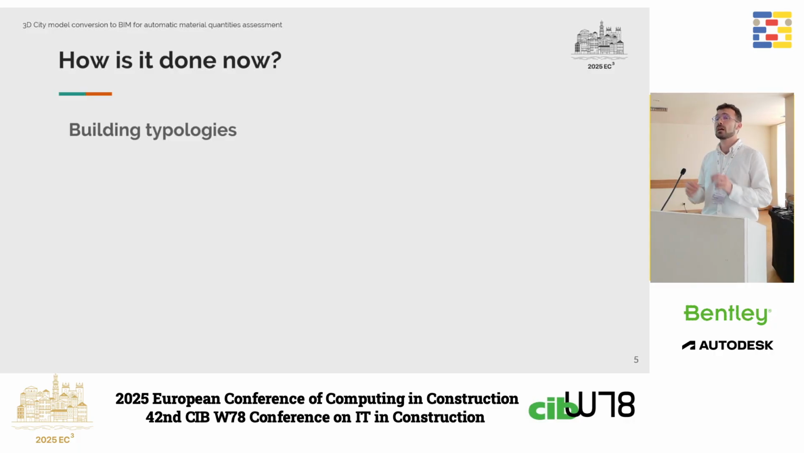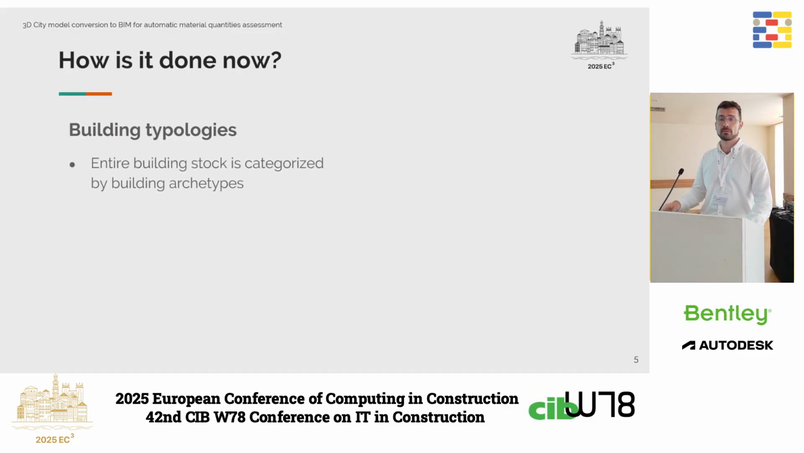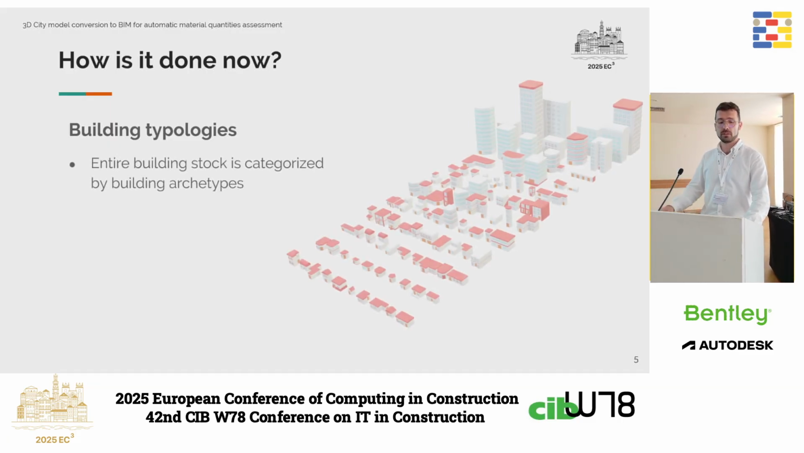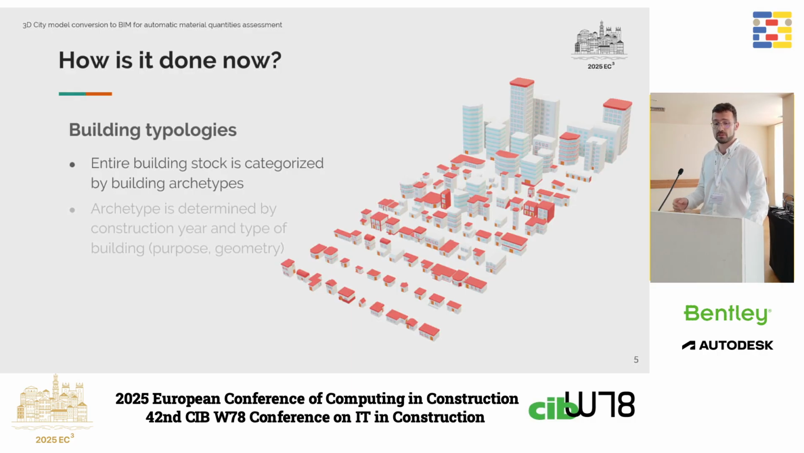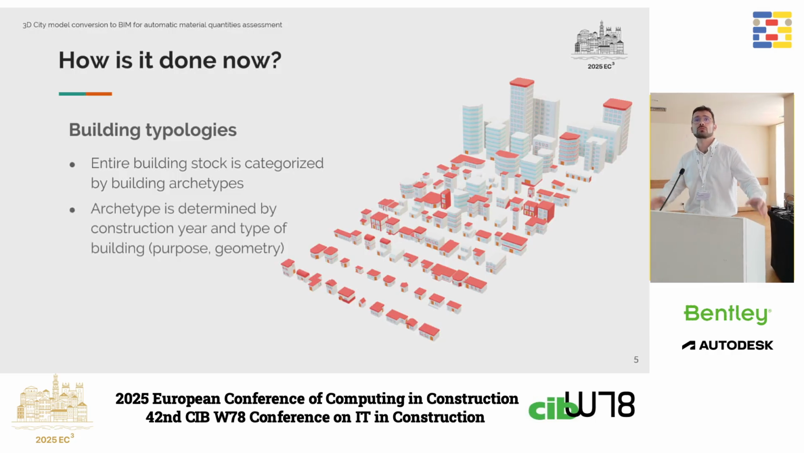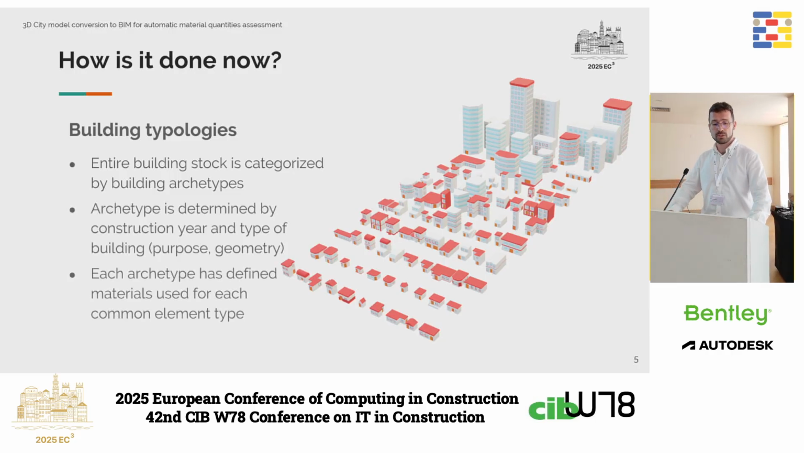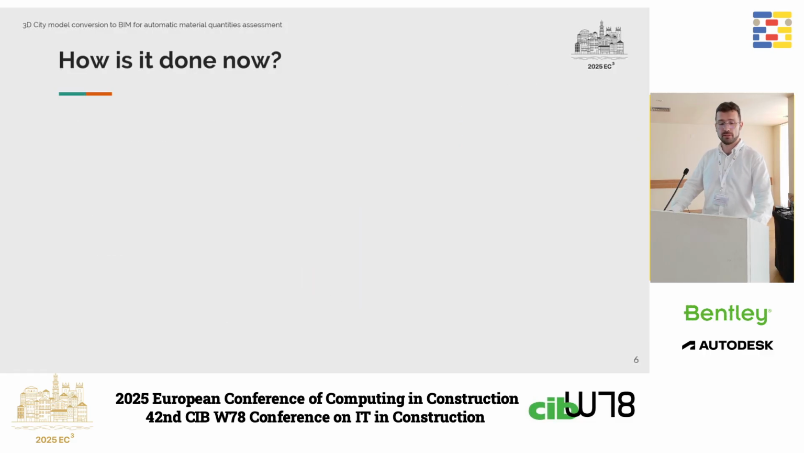So this is how we can calculate the exact quantities, but which materials do we have in a building? That information can be retrieved from so-called building typologies, which are division of buildings from the building stock into categories, or so-called archetypes. For each archetype, materials used for each common data element type are specified.